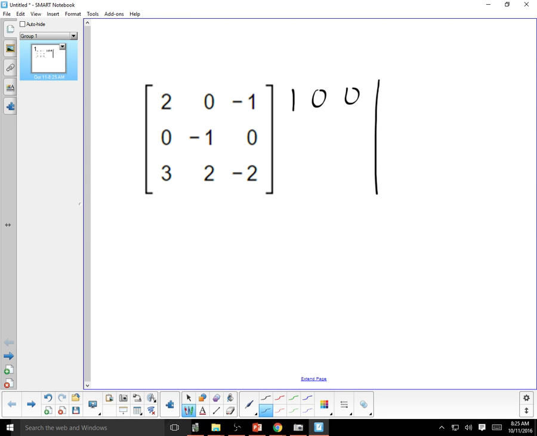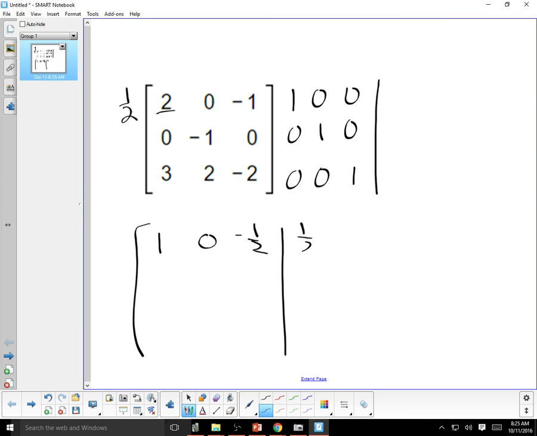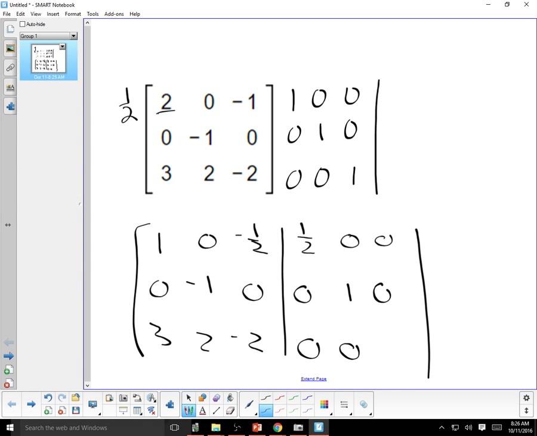So 1, 0, 0, 0, 1, 0, 0, 0, 1. All right, so first thing first. I need this to be a 1. That 2 needs to be a 1. So I'm going to multiply this whole column by 1/2. That's going to give me 1, 0, negative 1/2, 1/2, 0, 0. And do the other columns change? No. So I've got 0, negative 1, 0, 0, 1, 0, 3, 2, negative 2, 0, 0, 1.